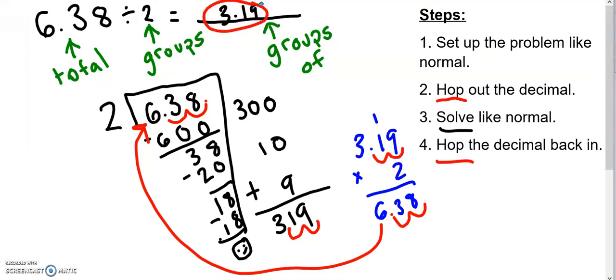So there you go. That's using partial quotients to divide a decimal when I know the groups and I'm looking for groups of.